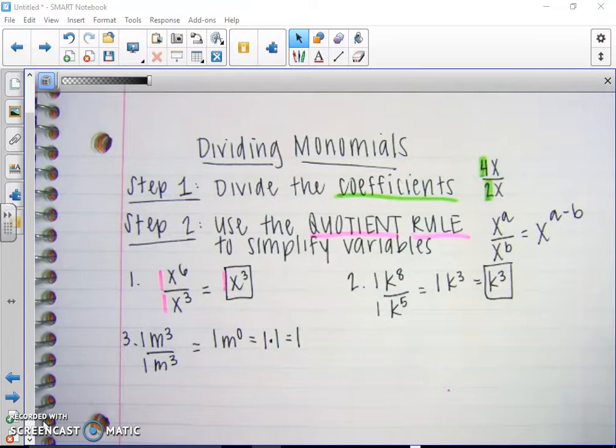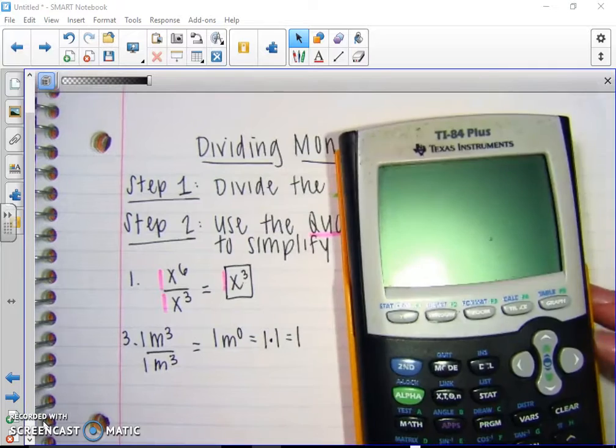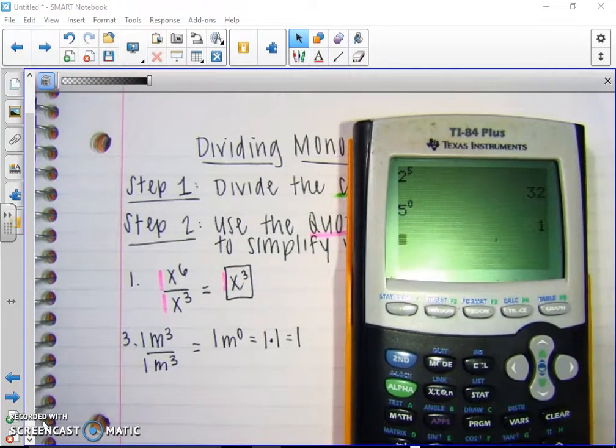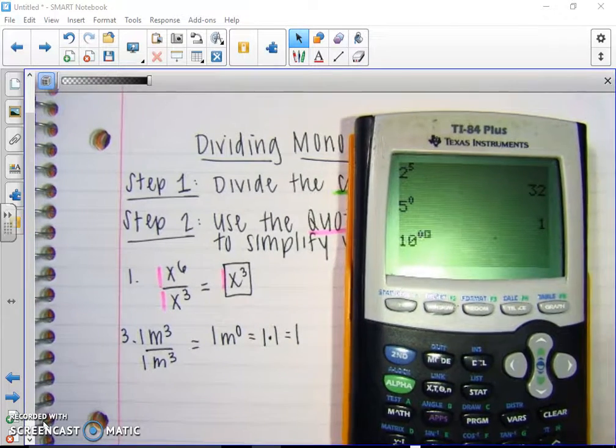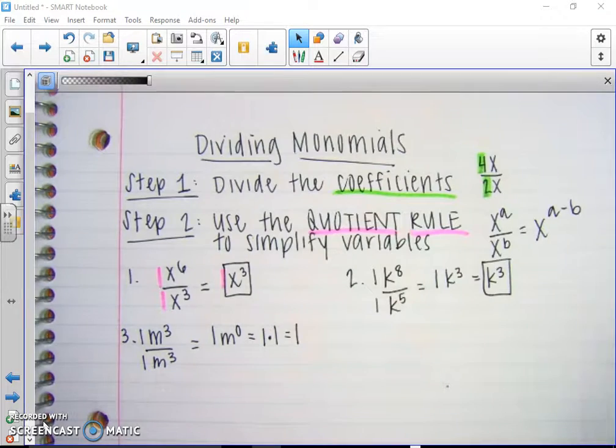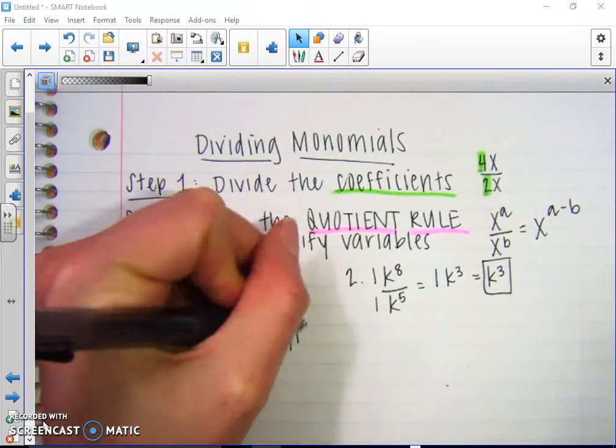And if you don't believe me, let's use our calculator to prove it. Anything raised to the 0 power, I could say 5 raised to the 0 power, it's 1. 10 raised to the 0 power, it's 1. It doesn't matter whether it's a variable or a number, anything raised to the 0 power is 1. So our answer for this is just 1.